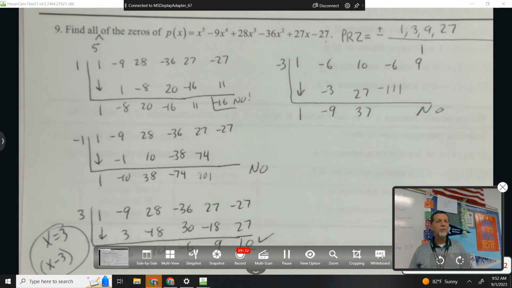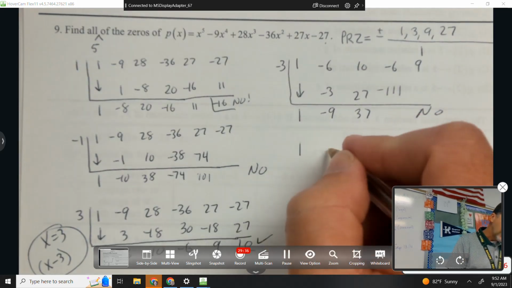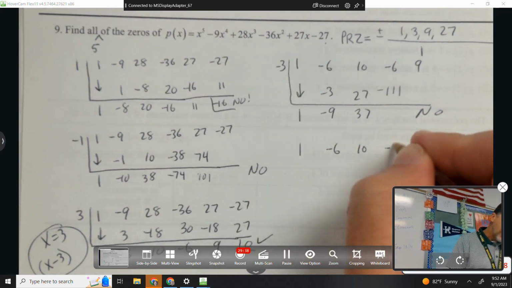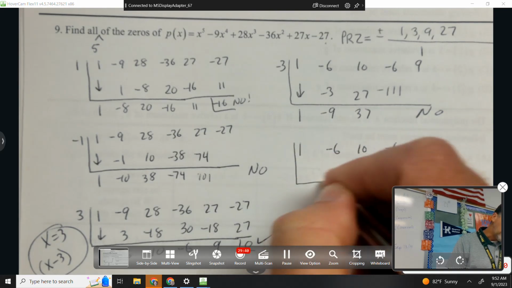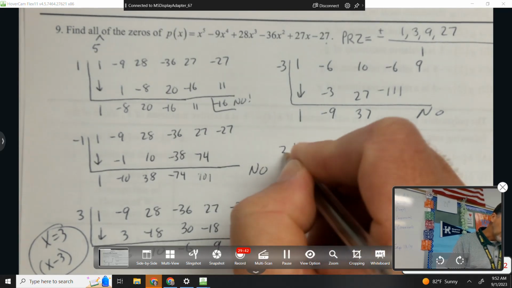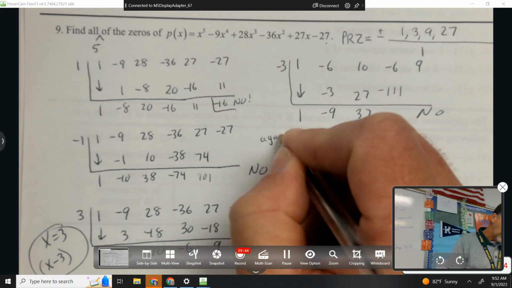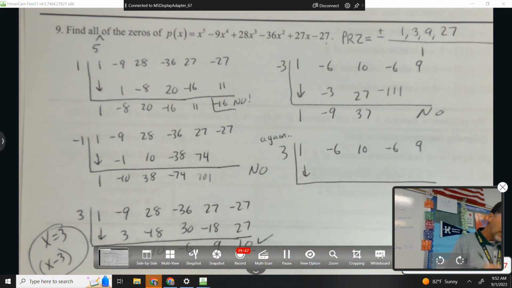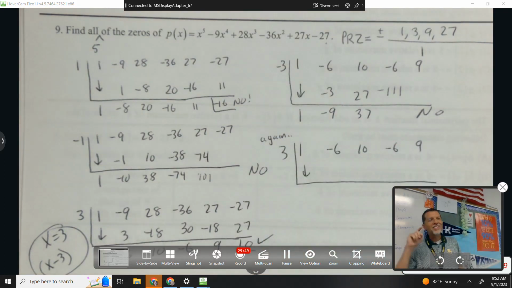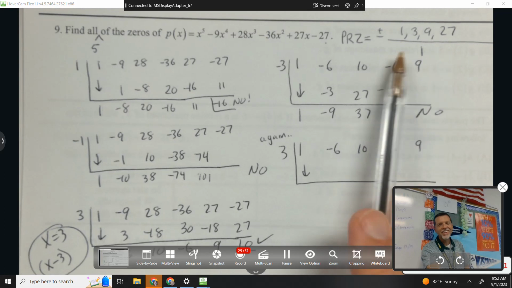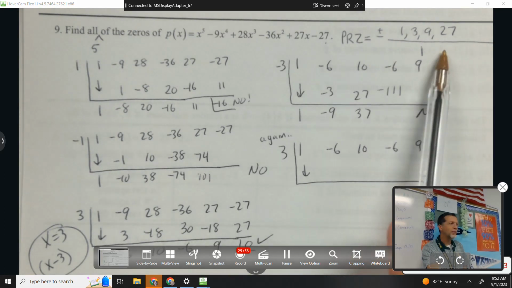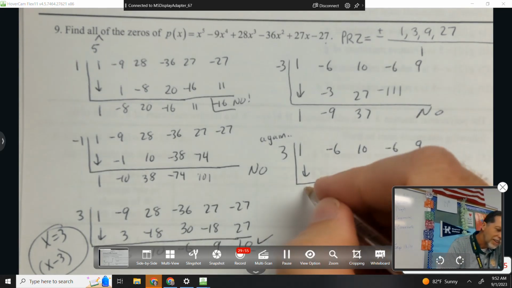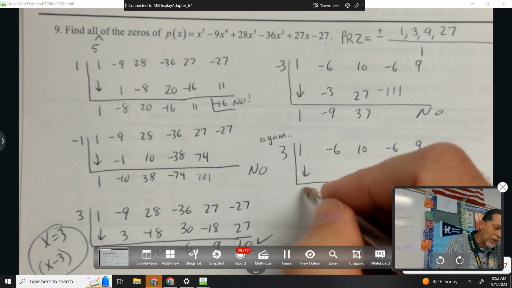I don't really want to try 9 and 27. What I could do is, don't forget about repeated roots. So let's try 3 again. It's not really fair to say there's 8 guesses. There's 8 guesses, but there could be repeated roots in there. It'd be funny if they were all 3.